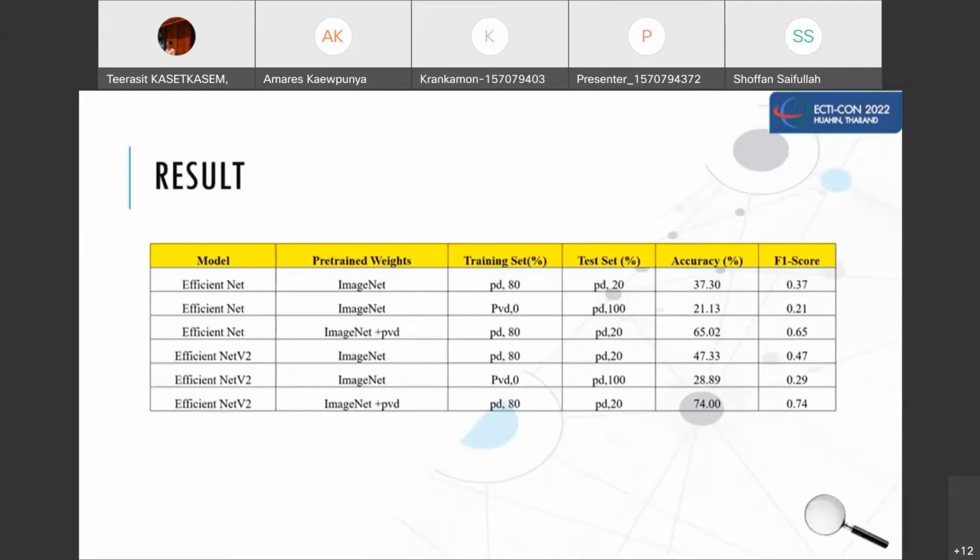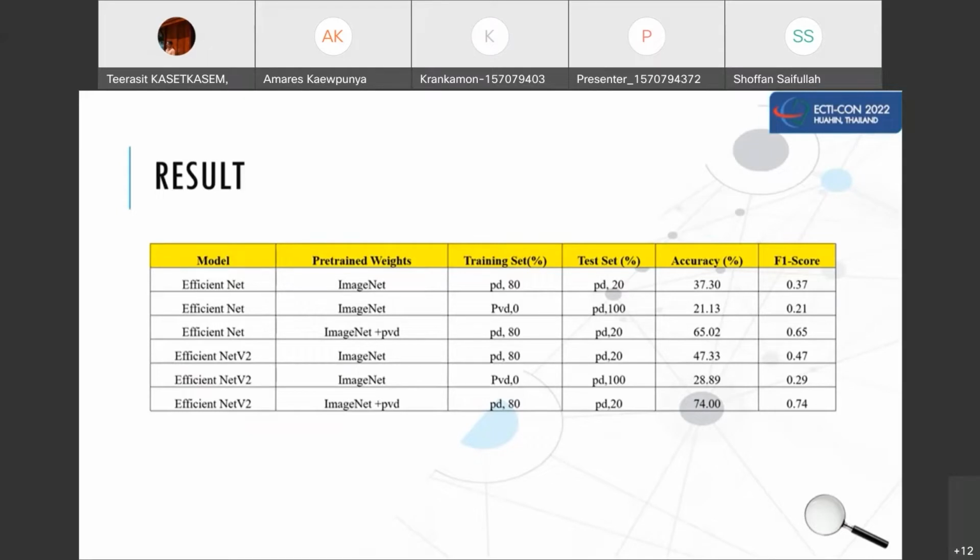In this slide, I will explain the experiment setup and the result of each test setup. There are 2 models being used for the experiment, which are EfficientNet version 1 and EfficientNet version 2. EfficientNet with pre-trained ImageNet weights, applying 80% of images as the training set and 20% as the test set from the PlantDoc dataset, obtained the lowest accuracy score of 37.30%.